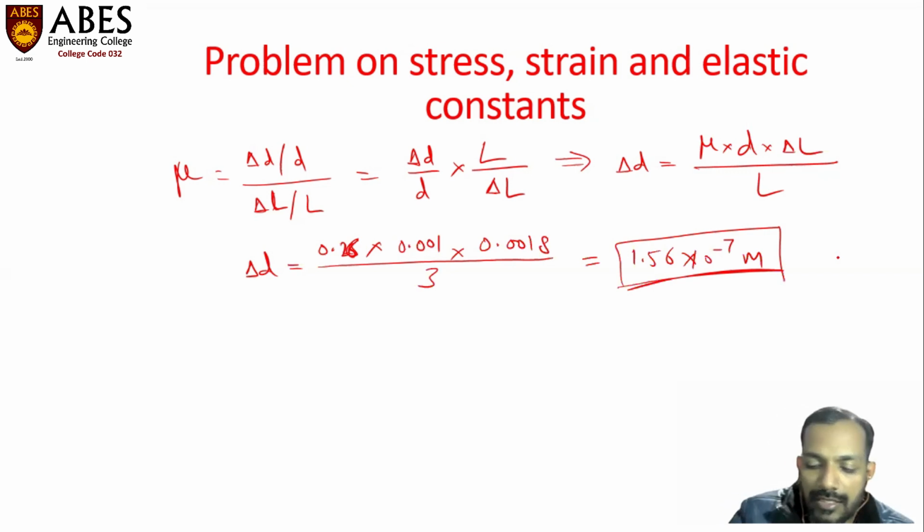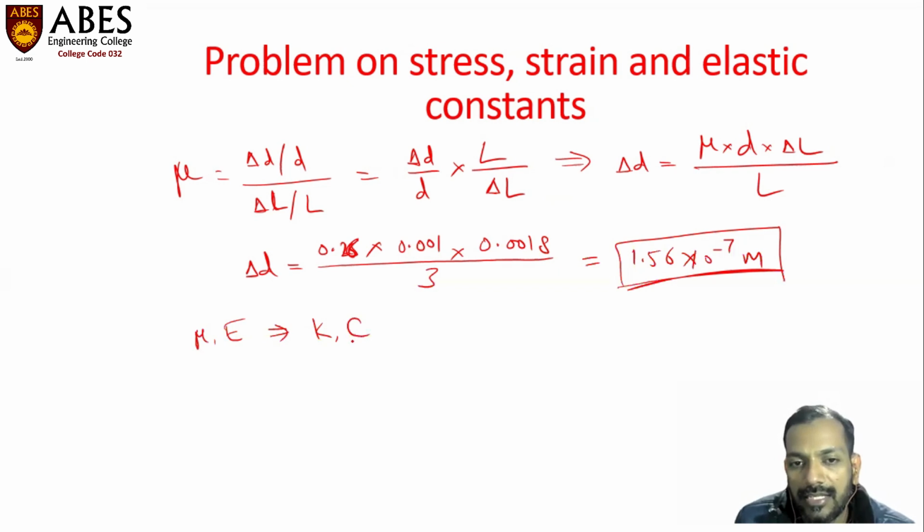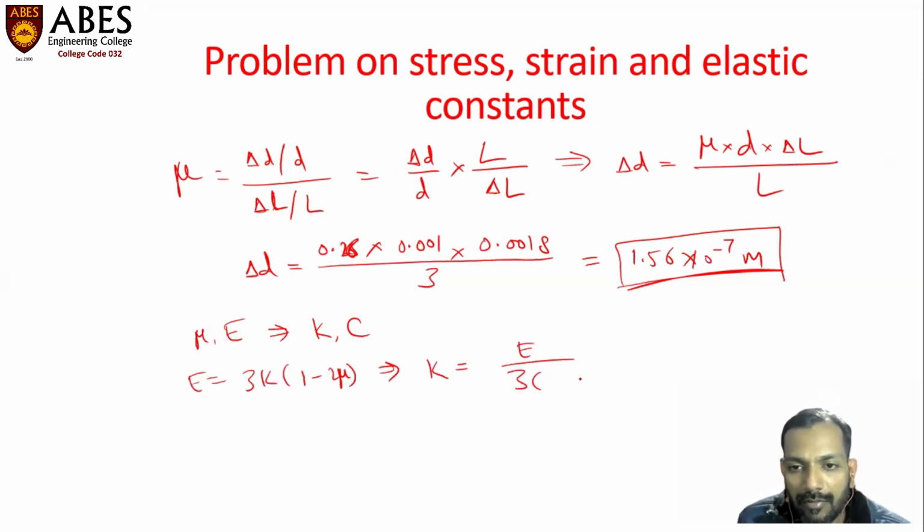Sometimes it is also asked in the problems that when mu and E is given, in that case, we need to calculate the value of K or C also. K is bulk modulus and C is the modulus of rigidity. For calculating these two values, we will use these two formulas. E is equal to 3K into 1 minus 2 mu, which implies that K will be equal to E upon 3 into 1 minus 2 mu. This formula can be used for the calculation of bulk modulus.